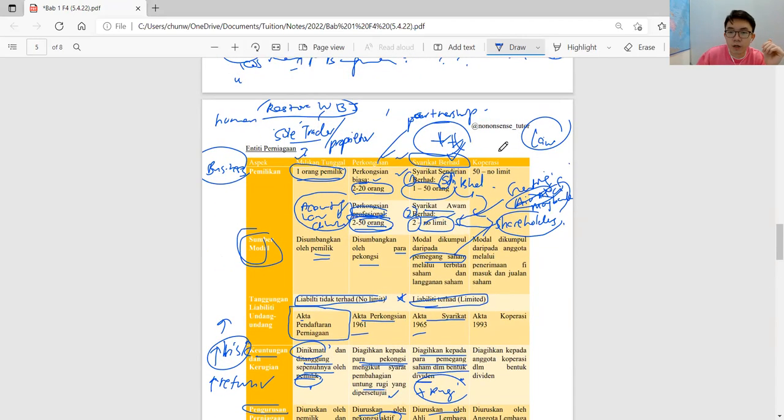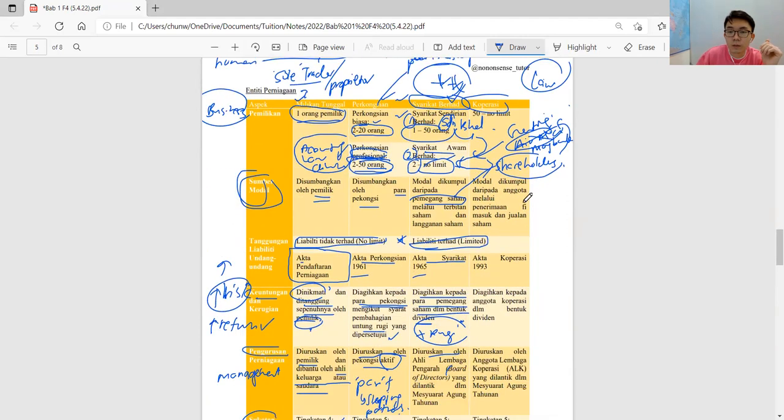Okay. And then lastly is koperasi. Koperasi is about 50 to no limit. And then modal dikumpul daripada anggota, melalui fee. So I'm pretty sure you know what is koperasi. Even in your school, you got koperasi. Normally, koperasi is like a club, club dan persatuan. This club, you see, they have a lot of members, and they will ask the members to pay 5 ringgit fee or 10 ringgit fee as yuran kemasukan. All right, so this is where the money comes from. The modal is contributed from the entry fee and jualan saham, or sometimes they sell something.